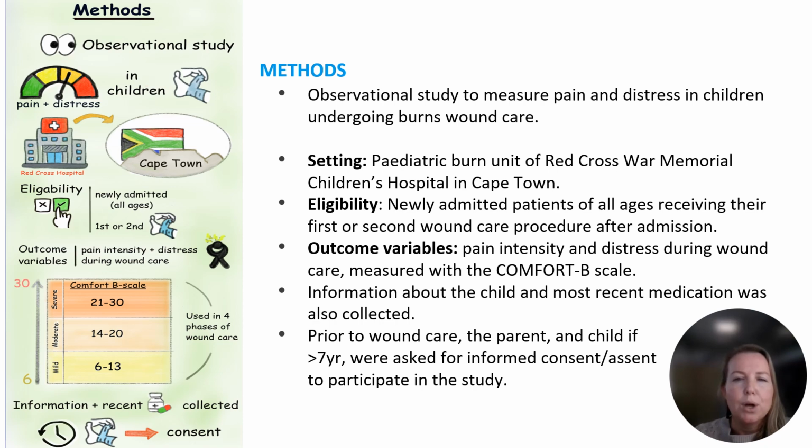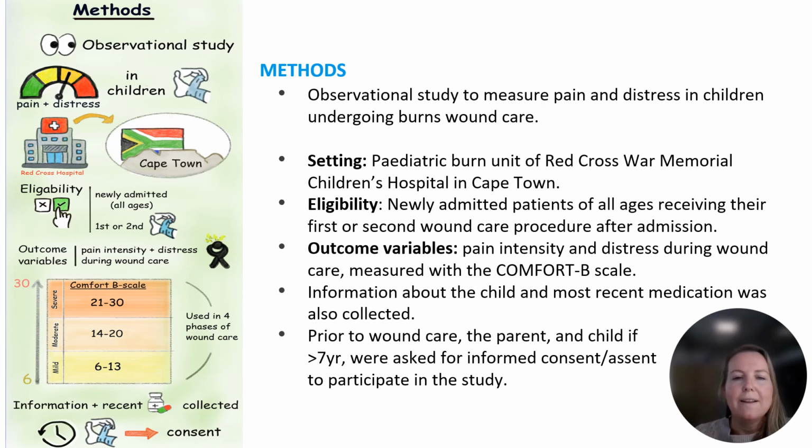Scores are added up with possible totals ranging from 6 to 30, with 6 to 13 representing mild pain and distress, 14 to 20 moderate pain and distress, and 21 to 30 severe pain and distress. Information about the child and most recent medication was also collected.